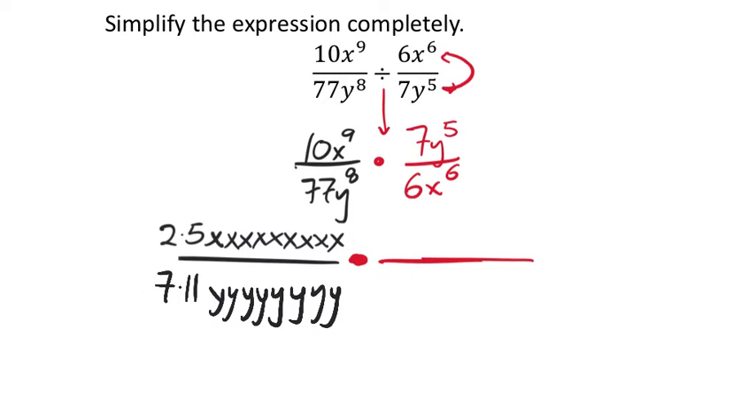In the red numerator, we got a 7. That's prime. But then we got 5 y's. 1, 2, 3, 4, 5. And then the denominator, 6 would be 2 times 3, and then 6 x's. 1, 2, 3, 4, 5, 6. Okay? And again, most students don't show all this work. You're welcome to, by the way.